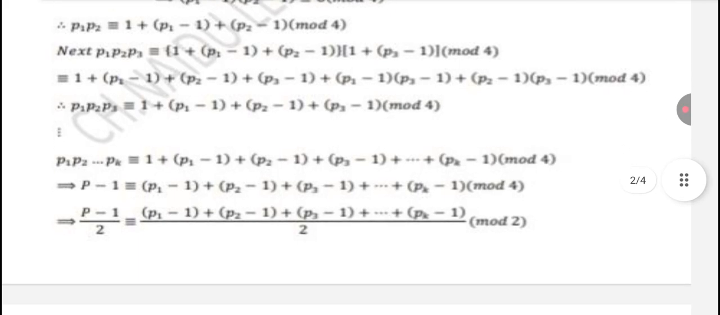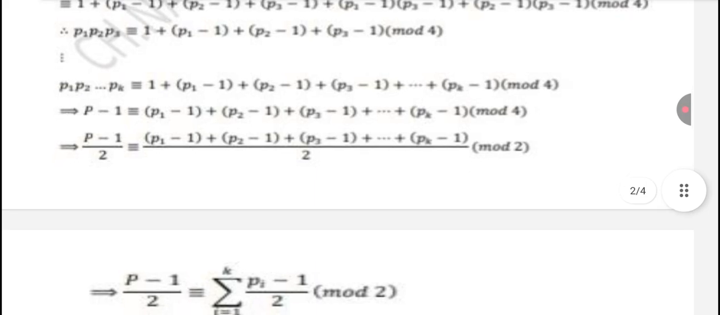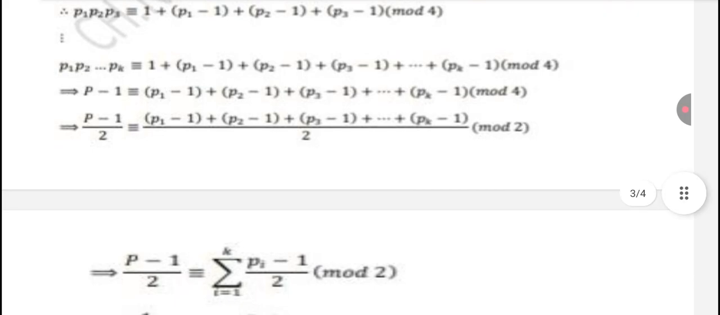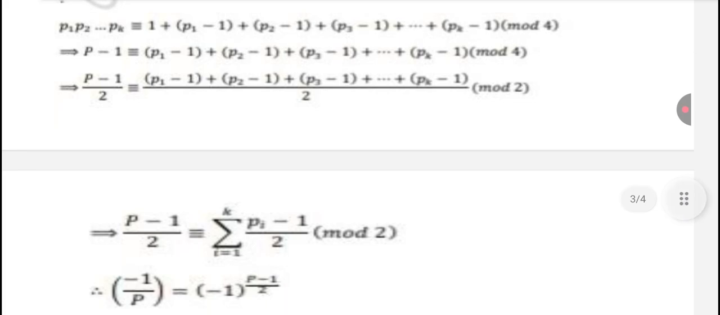So finally we conclude that (P minus 1) by 2 is congruent to the summation of (Pi minus 1) by 2 mod 2, i running from 1 to k. So finally we conclude that minus 1 by P is equal to minus 1 whole to the power of (P minus 1) by 2. This is how we have completed the first proof.